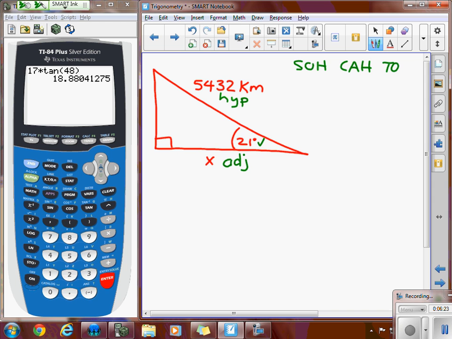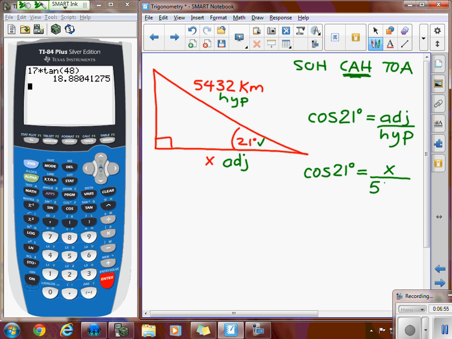And again, we should think back to TOA and say, okay, according to what I have labeled here, I need to use the hypotenuse and I'm trying to find the adjacent side. Adjacent and hypotenuse, well, that works out to be cosine. So in this question, we're going to use the cosine of 21 degrees, because that's my reference angle, is adjacent over hypotenuse. And we substitute in some things that we need. So the cosine of 21 degrees, the adjacent is my x, the hypotenuse is 5,432, and we're going to cross multiply again to figure out what the missing value is.